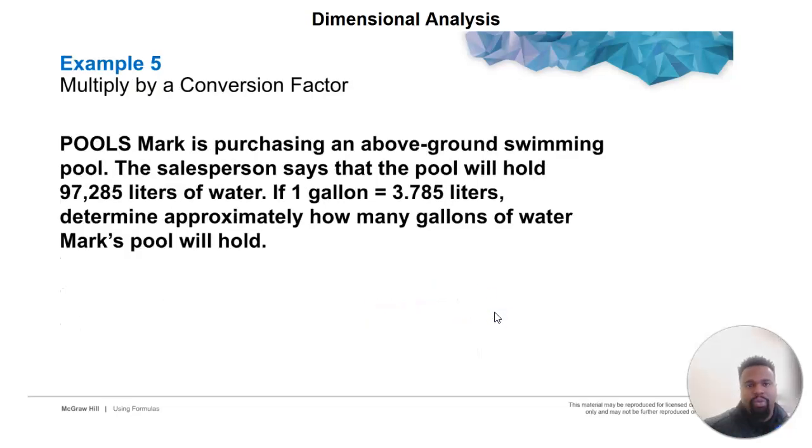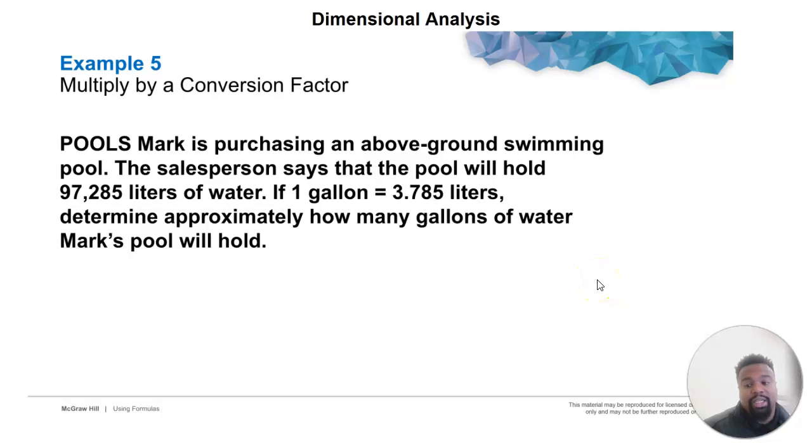So we want to do a conversion factor in this example. It says Mark is purchasing an above ground swimming pool. The salesperson says the pool will hold 97,285 liters of water. If 1 gallon equals 3.785 liters, approximately how many gallons of water will Mark's pool hold? So we have to use this conversion factor of 1 gallon equals 3.785 liters, and we're converting from liters to gallons.